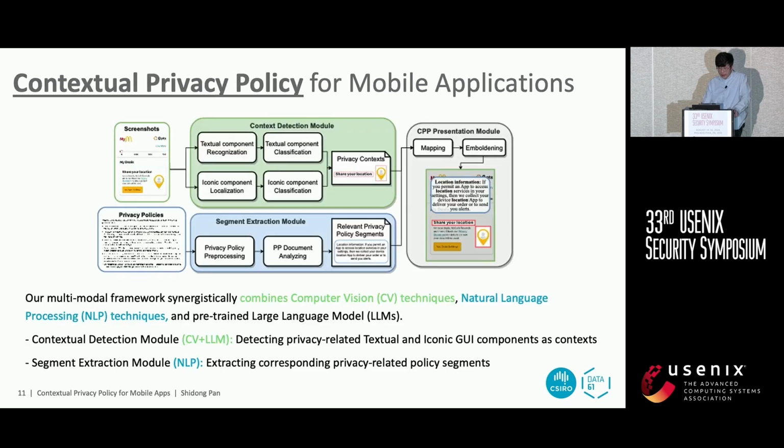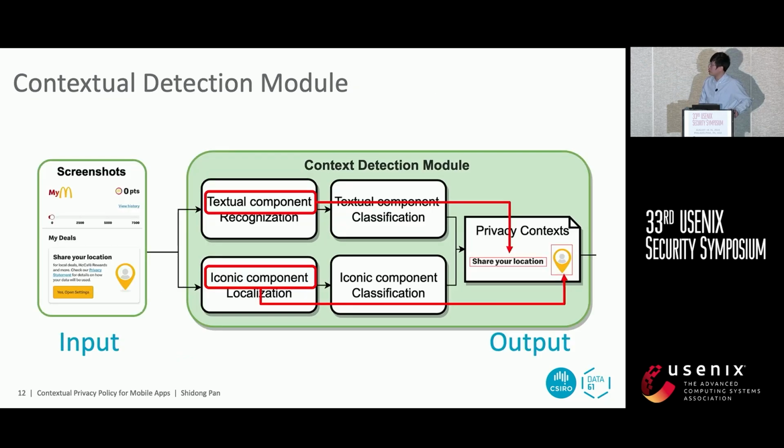So here is the pipeline of how we generate such CPP, contextual privacy policy, for mobile apps. We adapt computer vision techniques, NLP techniques, and also the large language model to help us understand what's going on. There are two major modules. First is the context detection module, and second is the segment extraction module.